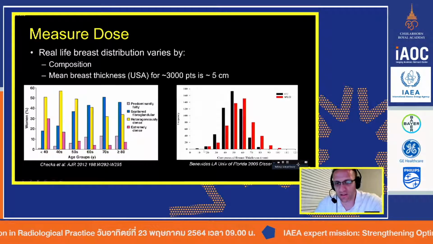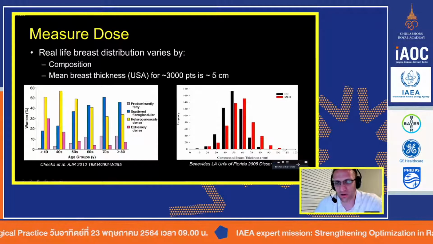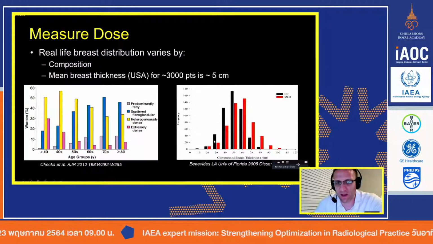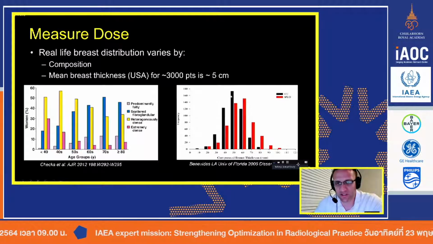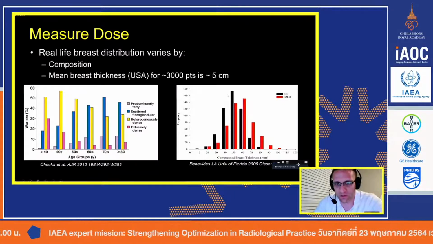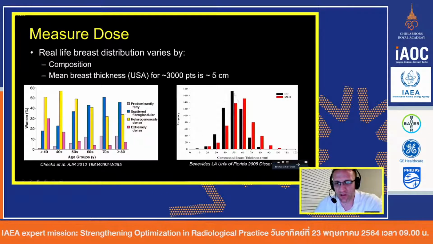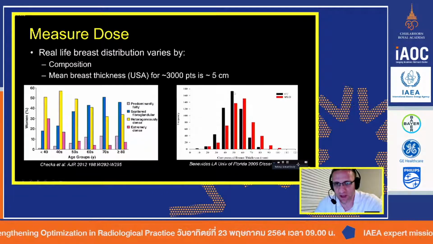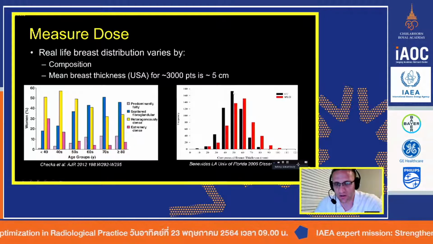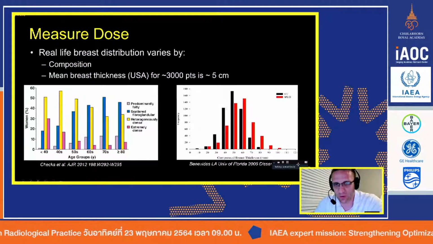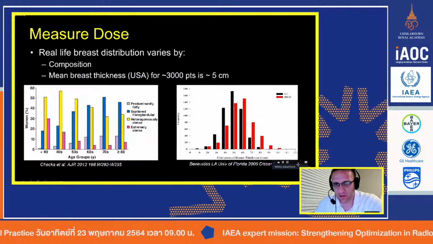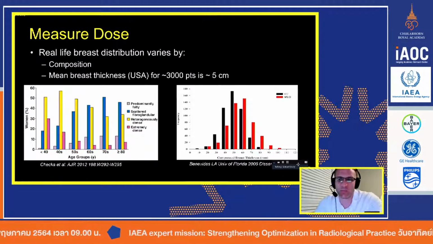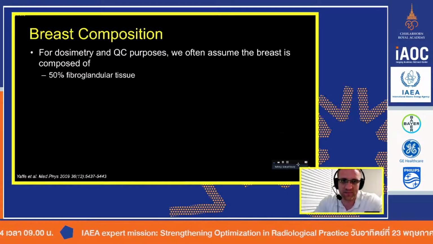And then you look at the overall histogram of compressed breast thicknesses. The values here in black are for a CC, craniocaudal view. The peak, the mode in this case, is 5 centimeters. And the average is pretty darn close to 5 centimeters. So it's not actually 4.2, it's closer to 5 centimeters.